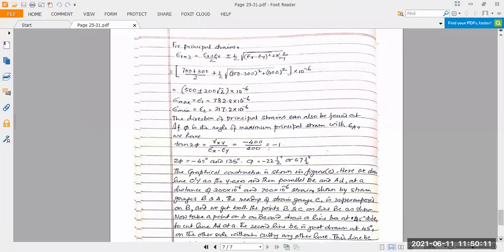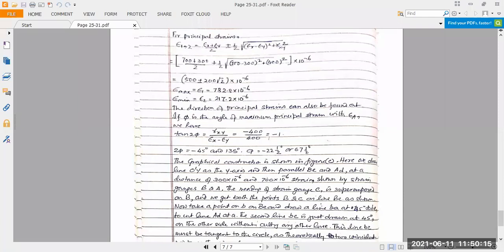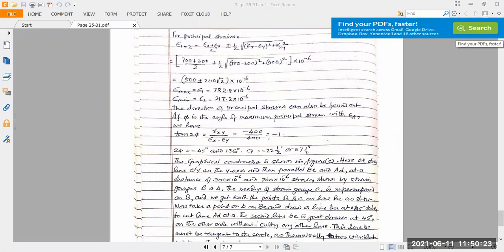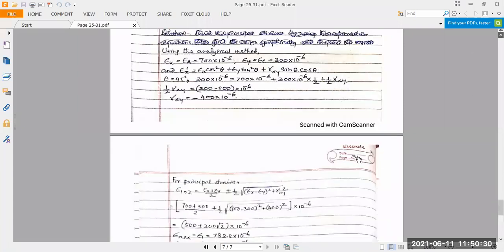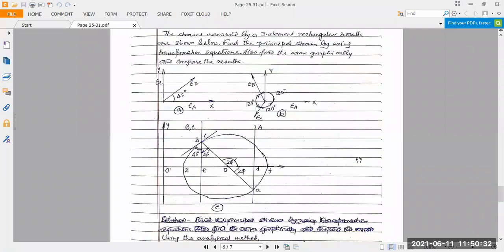Now, the graphical representation is shown in the figure. I will just show it to you. The graphical representation is like this.